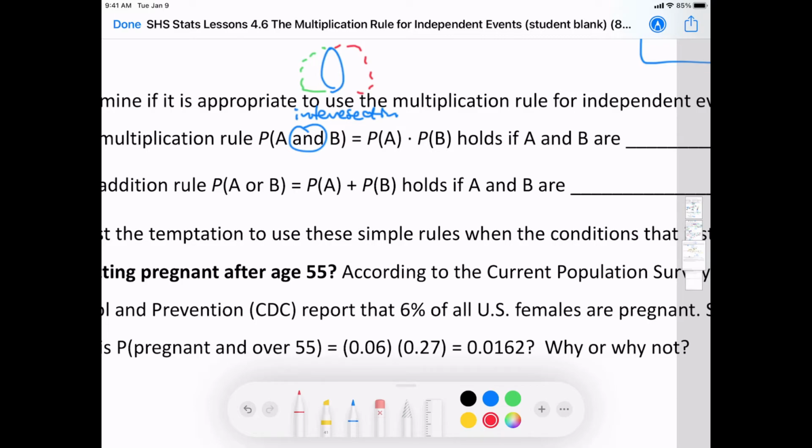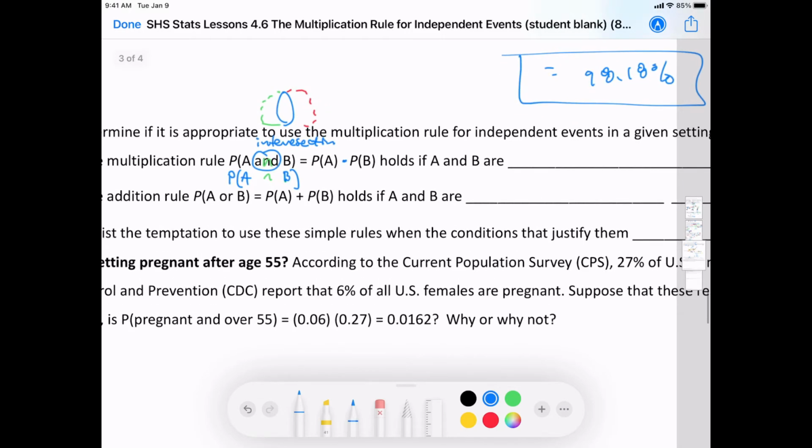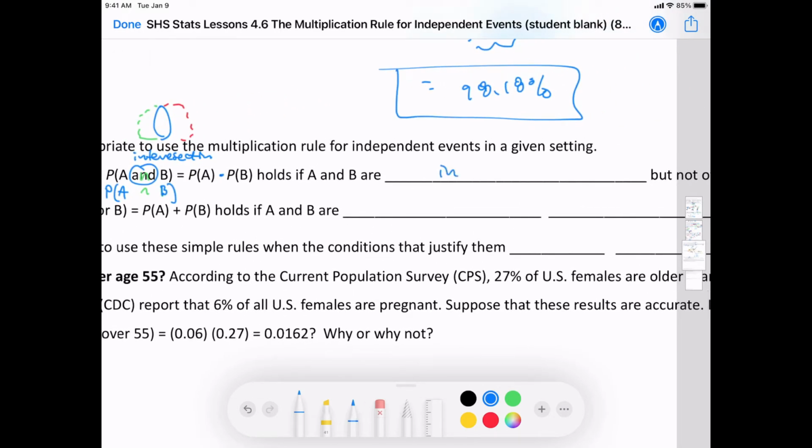And that is just, you might see the notation as A and B. You're going to multiply them. But this only holds if A and B are independent.